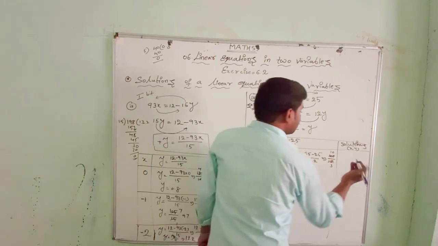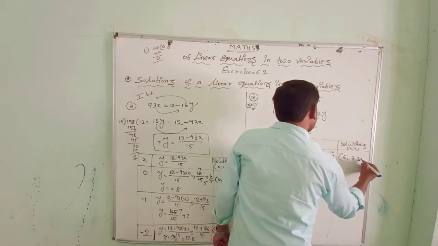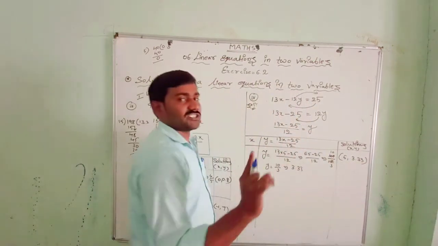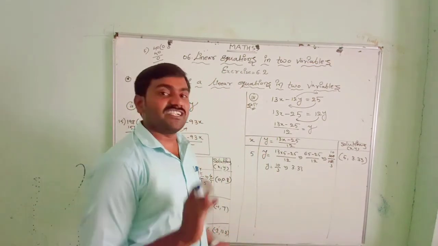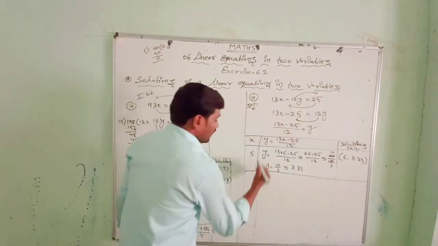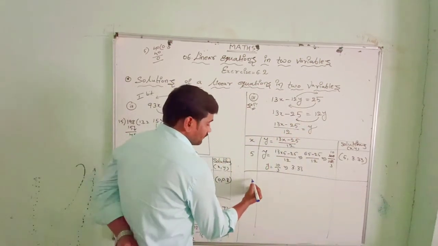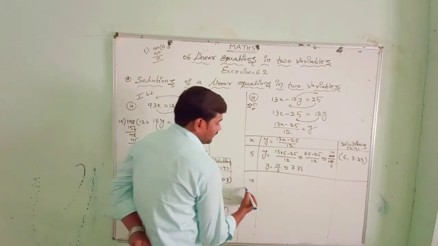We can use 5 comma 3.3. After the decimal point, you find out only one digit. That is enough. After the decimal point, only one digit will be enough.